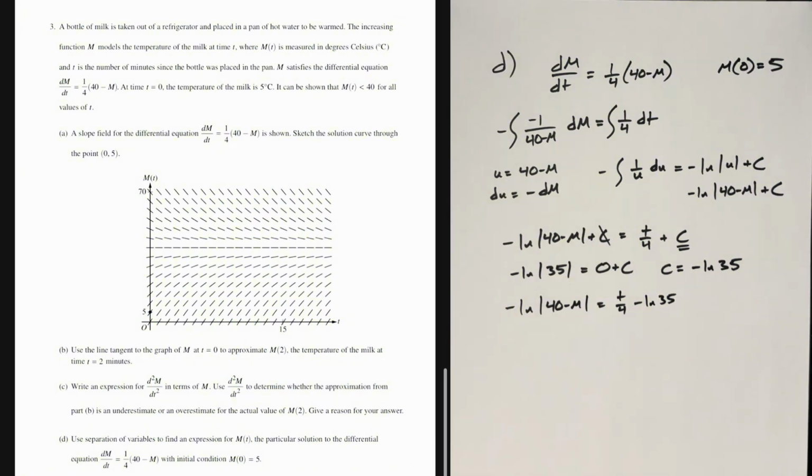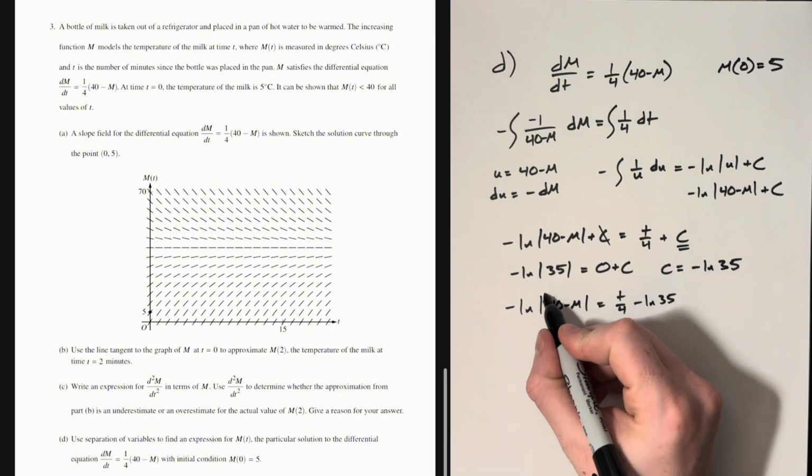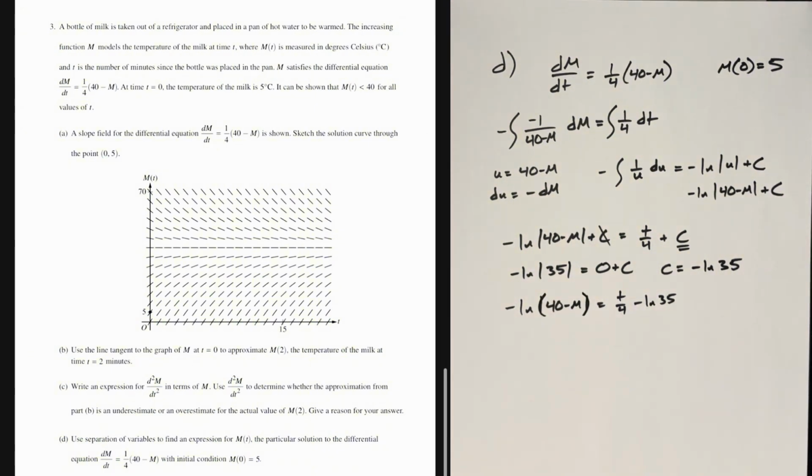Now that piece of information that we used in part C is also really helpful here because they tell us m is always less than 40. So this 40 minus m is always positive, right? So those absolute value bars don't actually matter. We can just treat it like normal. Now, we've gotten rid of everything. This is an equation that represents this function, but we're trying to get an expression for m of t, where we isolate m, get it in terms of t.